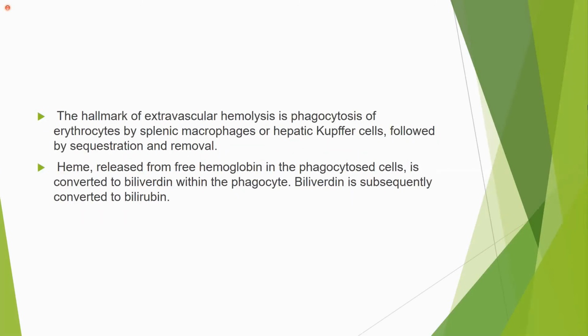Now, the hallmark of the extravascular hemolysis is the phagocytosis of the erythrocytes by splenic macrophages or the hepatic Kupffer cells, followed by sequestration and the removal. And the heme released from the free hemoglobin in the phagocytosed cells is converted to biliverdin within the phagocyte. Biliverdin is subsequently converted to bilirubin, and that's why in cases of hemolysis, we also get hyperbilirubinemia because of the increased red cell breakdown, heme production, and ultimately bilirubin is a byproduct of the heme.